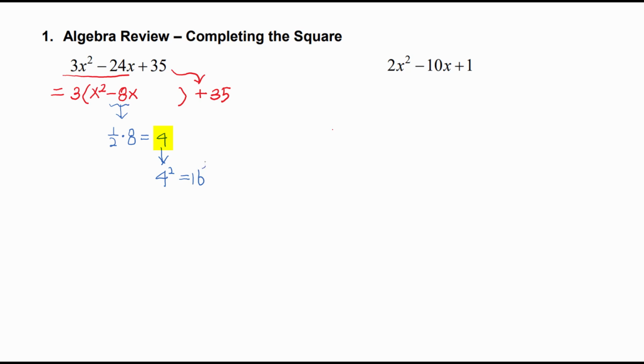And now you are going to add a number here to complete the square. Then the expression inside the parentheses becomes a perfect square. However, what you just added is not positive 16 since it is going to be multiplied by 3. So what you really created is positive 48.